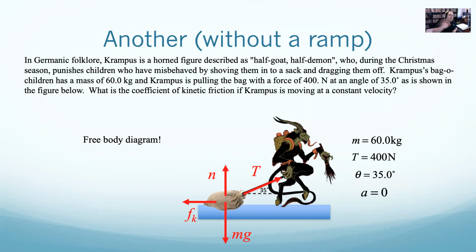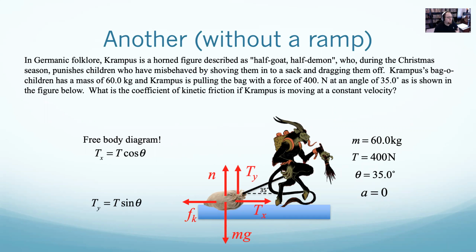Now, this is not a ramp, so I could use my standard coordinate system. I'm going to say x is to the right and y is up. But for my standard coordinate system, I can see tension is up and to the right. It's not up, it's not to the right, it's up and to the right. And so my tension, I need to break into components. Let's make it T of x and T of y, where T of x is to the right and T of y is up.